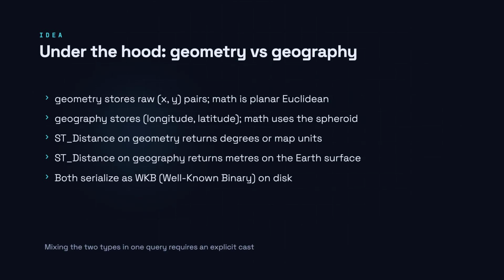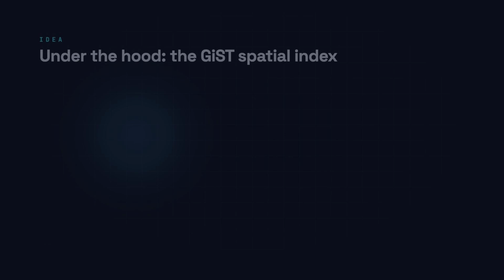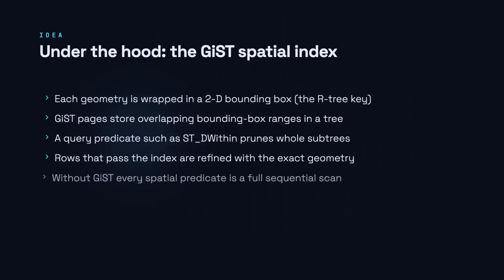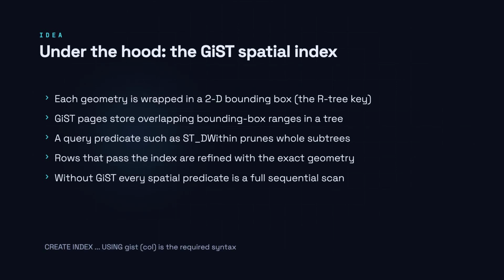Geometry treats the world as flat. Geography curves with the Earth, which matters the moment your coordinates span hundreds of kilometers. The GiST index wraps every geometry in its bounding box and organizes those boxes into an R-tree. A spatial query first eliminates subtrees whose bounding boxes cannot possibly match, then checks the surviving rows with the real geometry.